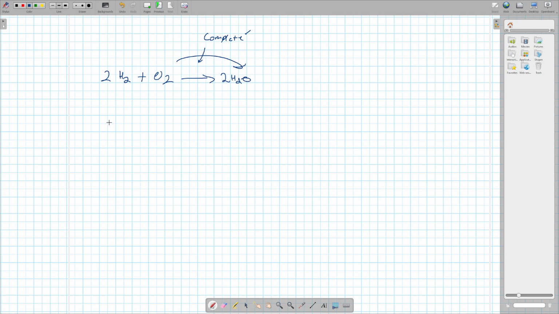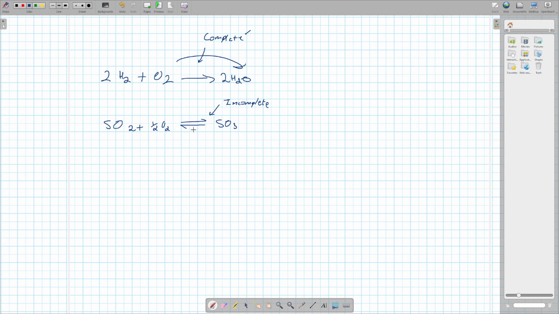But some reactions, for example the reaction SO2 plus half O2 to produce SO3, this is an incomplete reaction. And how do you write it? You don't put an arrow, you put another arrow that goes back like this. So you're going to see this symbol. This is called the equilibrium symbol.